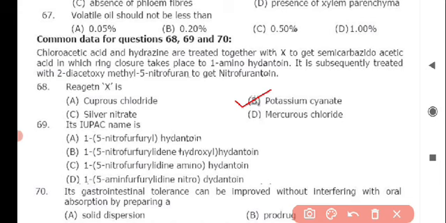cyanate. And the next question is, its IUPAC name is. The IUPAC name we have to tell. So for this, the correct answer is option C, that is 1-(5-nitrofurfurylidene)amino hydantoin. Option C is correct.